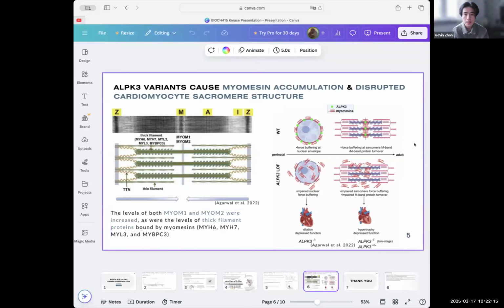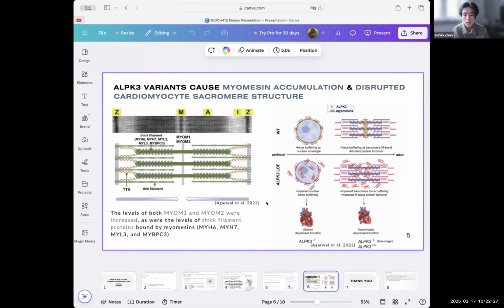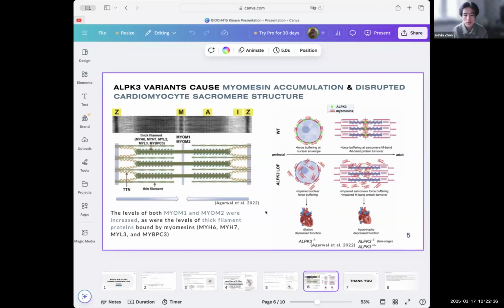So this could be summarized in the model over here. In wild-type mice, ALPK3 and myomucins lead to force buffering at both the nuclear envelope as well as the sarcomere end band, and it helps mediate protein turnover. However, in loss of function models, the ALPK3 and myomucins are disrupted, and this could lead to impaired nuclear force buffering as well as impaired end band protein turnover. And this culminates in dilation, hypertrophy, as well as depressed function overall.